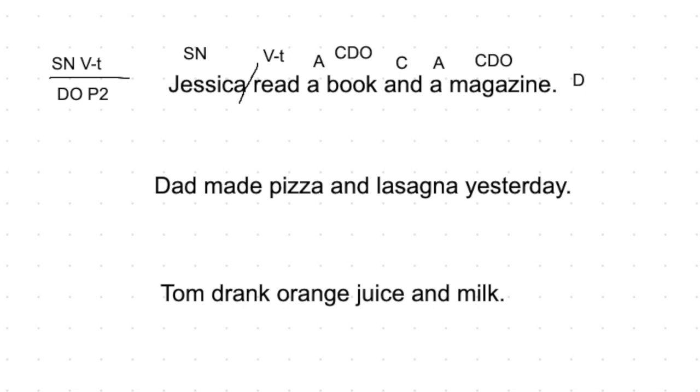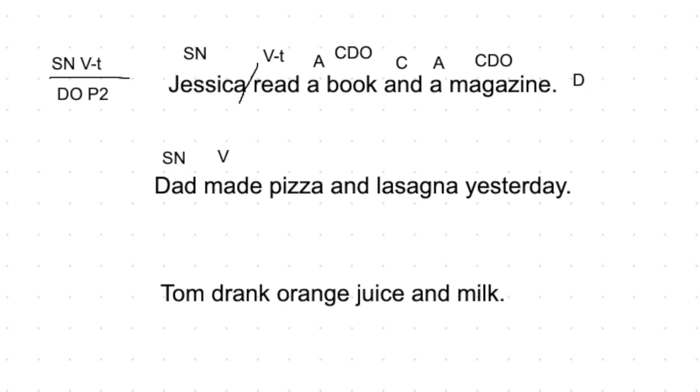Okay, the second one says, Dad made pizza and lasagna yesterday. So who made pizza and lasagna yesterday? Who is the sentence about? Dad. Dad is the subject noun. What did Dad do? What's the action? He made pizza and lasagna. So made is the verb. It could be a verb transitive. Let's find out. Dad made what?